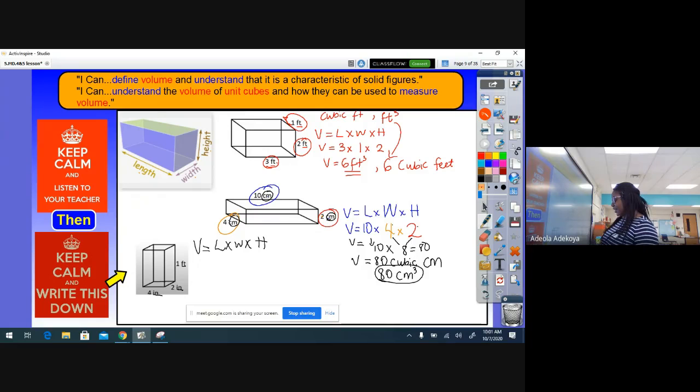All right, so the length of this object is 4. The width right here is 2, how wide, and the height is 1. So my volume here, any number I multiply by 1 is itself. That's the identity property of multiplication. I know my 2 times 4 is 8, times 1 would be 8. So the answer here would be 8 cubic feet. You can write it like this, or you can write it in full. 8 cubic feet mean the same thing.